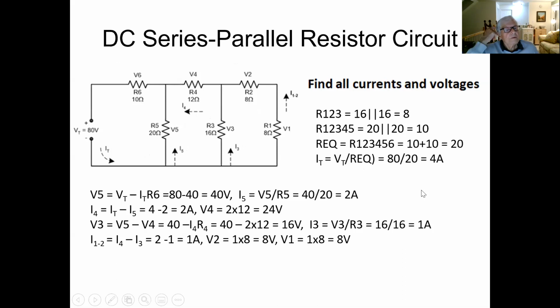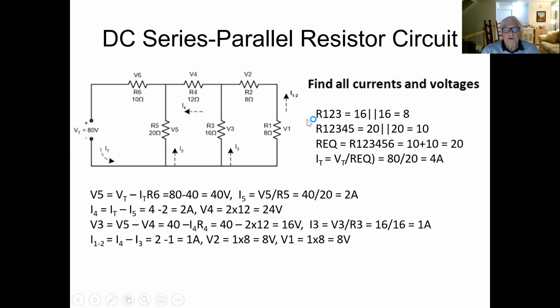Okay, now from that we went to, supposing you've got a combination series and parallel circuit, and we want to find out all the currents and all of the voltages. Well, we do this by realizing that we can reduce this whole circuit down to an equivalent series circuit.